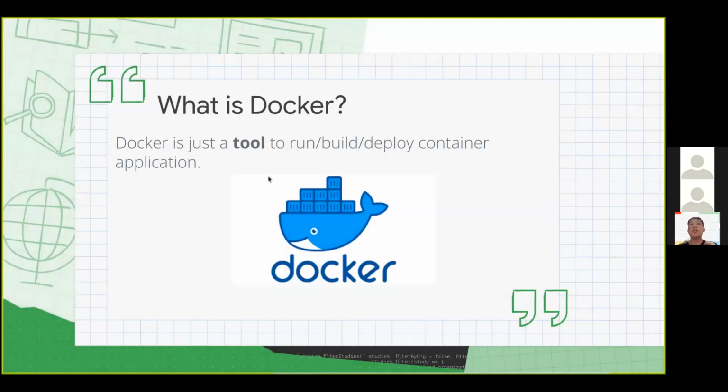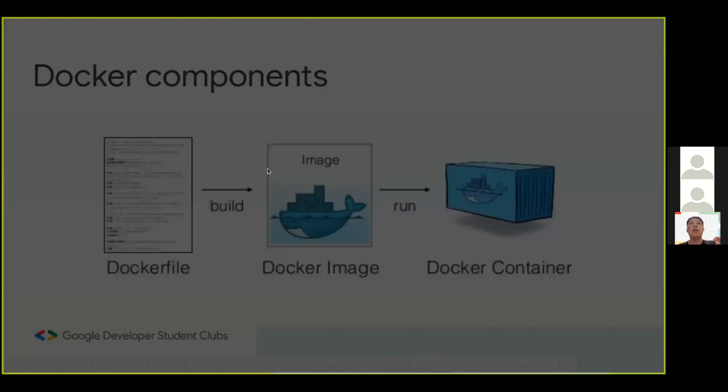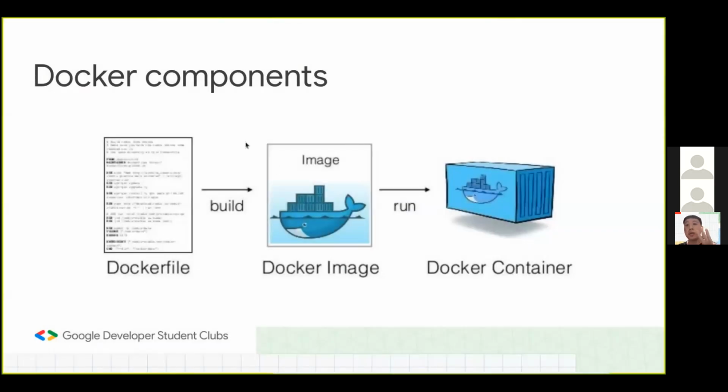Now, let's cover what Docker is. Docker is just a tool to run, build, and deploy all these container applications that you're going to use, right? Docker has 3 components: Dockerfile, Docker image, and Docker container, right? Your Dockerfile is going to store all your configurations. You specify all the configurations you need for your image. If you build that Dockerfile, you're going to come up with a Docker image.